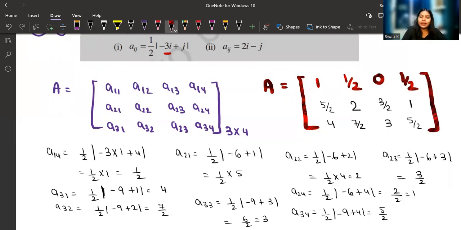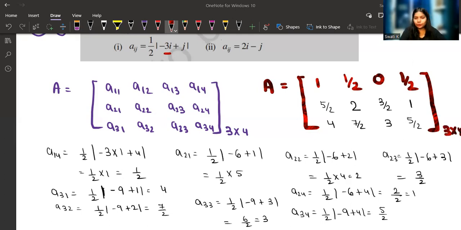So our required matrix here is, as you can see, a 3 by 4 matrix, and the matrix is coming to be 1, half, 0, half, 5 by 2, 2, 3 by 2, 1, 4, 7 by 2, 3, 5 by 2, along with the order, that is 3 by 4. And we are done with this.